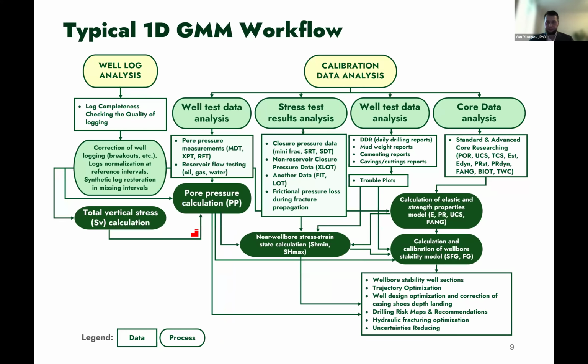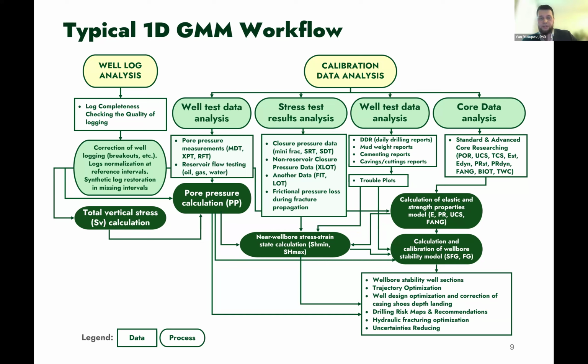Let's look at the typical 1D geomechanical workflow. At the head of this 1D geomechanical workflow, we can see the analysis of input data. It includes well testing data analysis, well log analysis, stress test results analysis, daily drilling reports analysis, and core data analysis. All this analysis leads to construction of the 1D geomechanical model. The first step of construction of this model is calculation of elastic and strength properties, including Young modulus, Poisson ratio, unconfined compressive strength, and friction angle distribution.